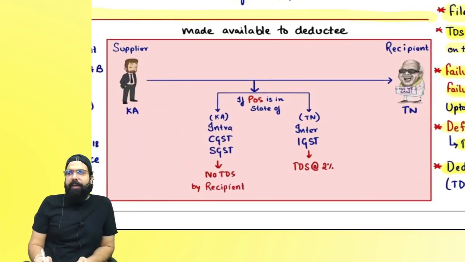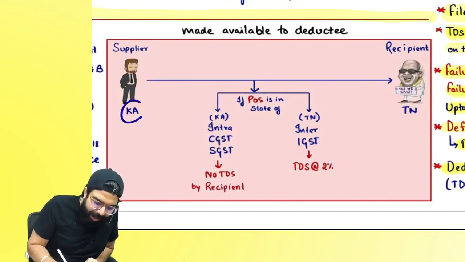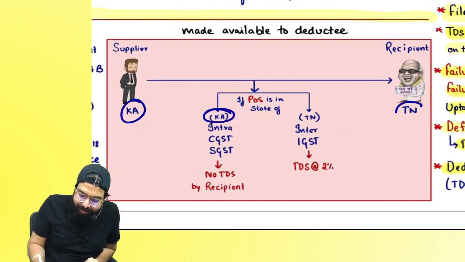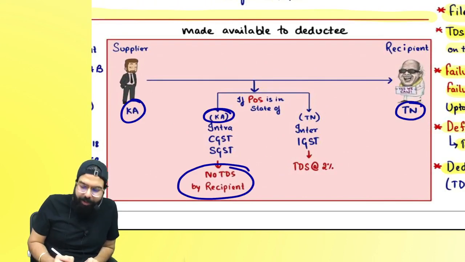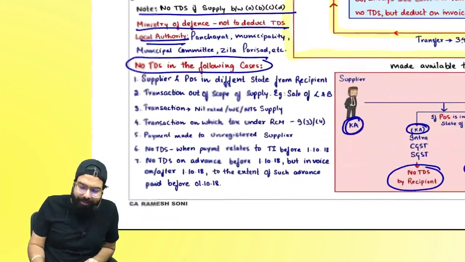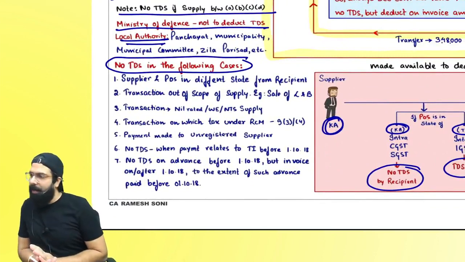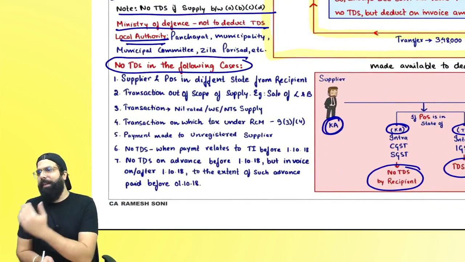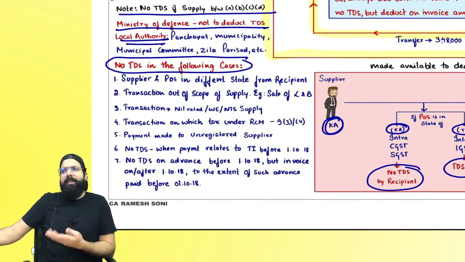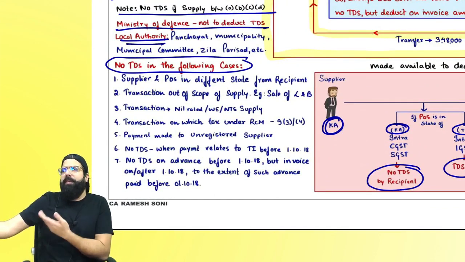What is the scenario when TDS will not be there? Sir, if the supplier and place of supply are in the same state and the recipient is in another state, in that scenario TDS is not required. If the supply is in one state, and the place of supply and recipient are in another state, then in that scenario TDS will be deducted, IGST will be charged and TDS will be deducted. Same state, CGST and SGST will be charged. Recipient also in the same state, place of supply in the same state, CGST and SGST, he will deduct 1% CGST and 1% SGST.